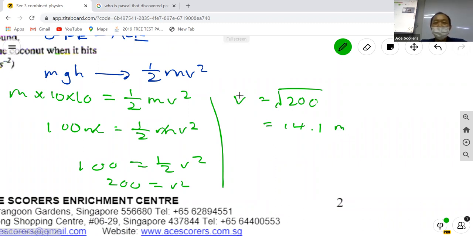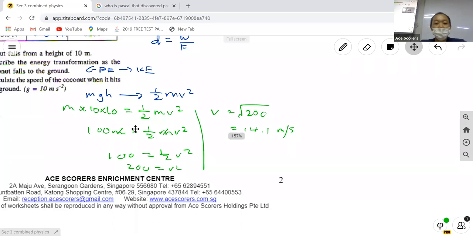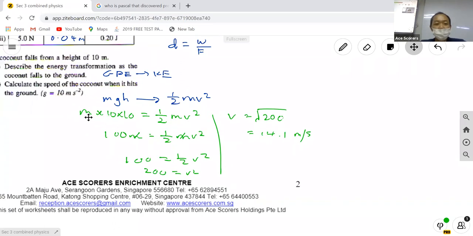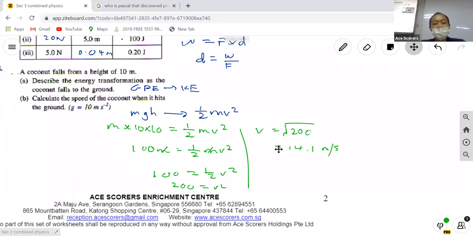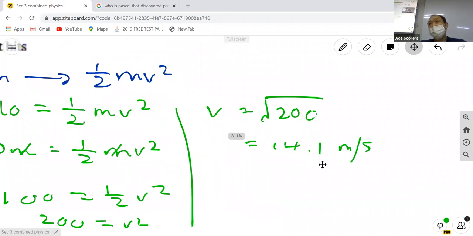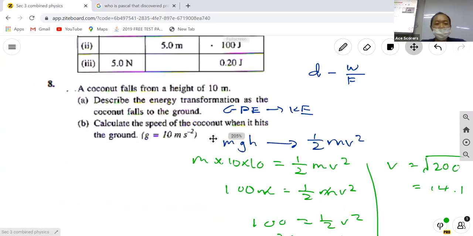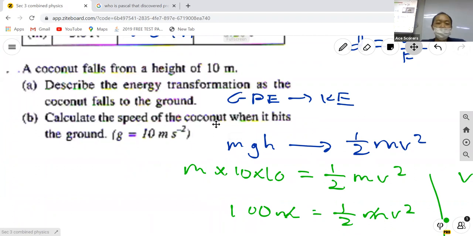Not volume, right? Meter per second. Velocity, meter per second. So that's the answer, which is pretty fast, you know. So you'll die from a coconut hitting your head. 14.1 meters per second, in 1 second, that's about 5% the speed of sound. Super fast, right? So when a coconut hits you on the head, that's it.